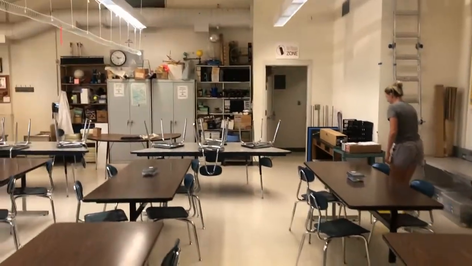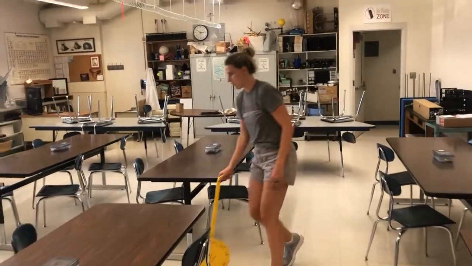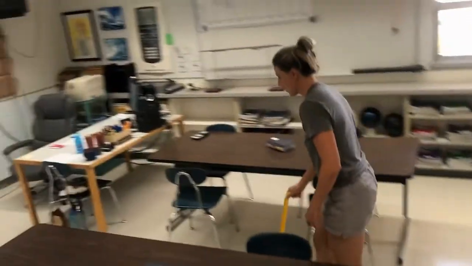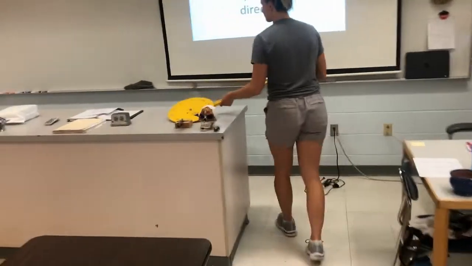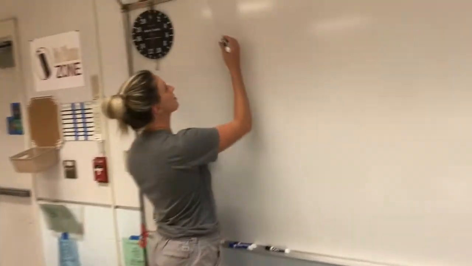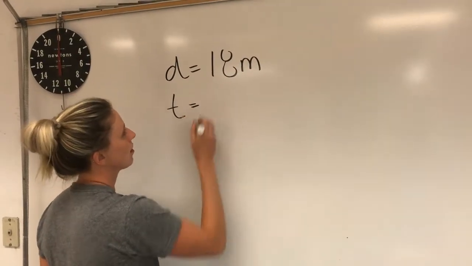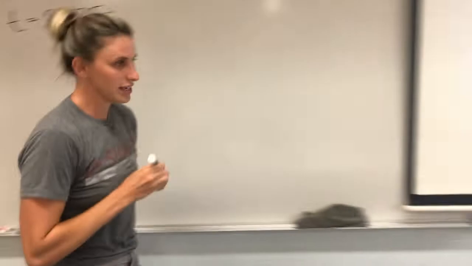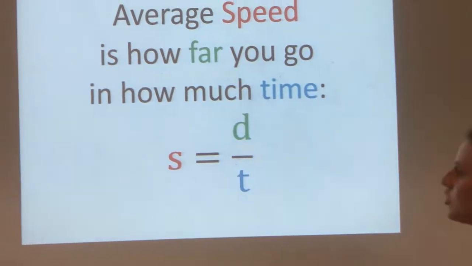6, 7, 8, 9, 10, 11, 12, 13, 14, 15, 16, 17, 18. All right, so I had 18 clicks. So my distance was 18 meters. Mr. Boykin, what was the time? 23.75 seconds. Okay, so from here, we know that we can calculate our average speed.